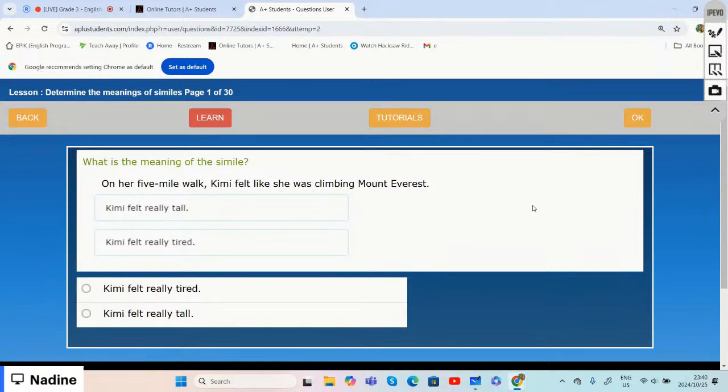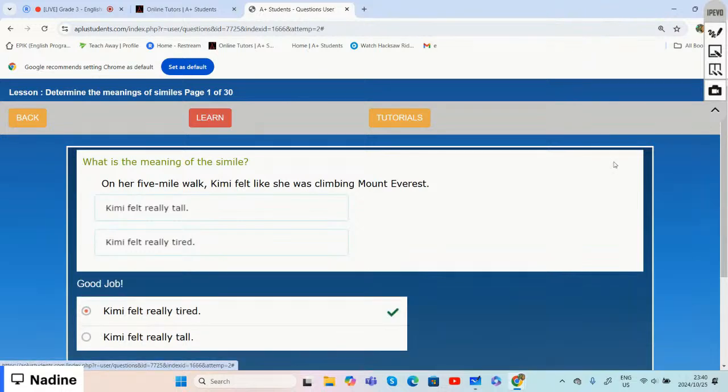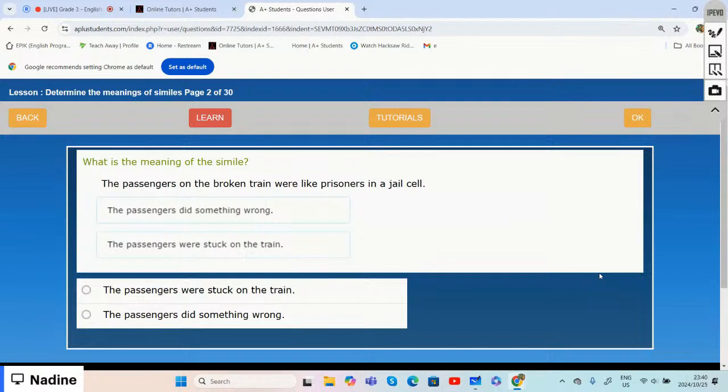All right, so we can say Kimi felt really tired. Yes, well done. Option one is correct. The next one says the passengers on the broken train were like prisoners in a jail cell. So the passengers on the broken train were like prisoners in a jail cell.